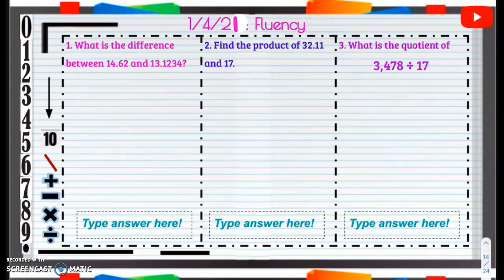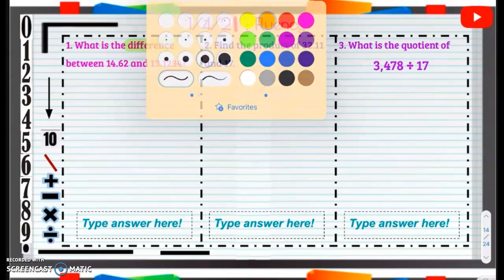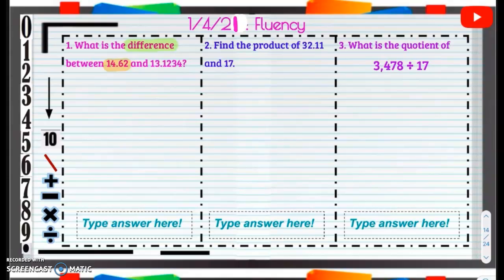January 4th, 2021. Fluency. What is the difference between 14 and 62 hundredths and 13 and 1,234 ten thousandths? All right, so first of all, what we are going to take a look at is this word difference. That word difference means what are we going to do? We're going to be subtracting. And we're going to be subtracting what two numbers? 14 and 62 hundredths and 13 and 1,234 ten thousandths.